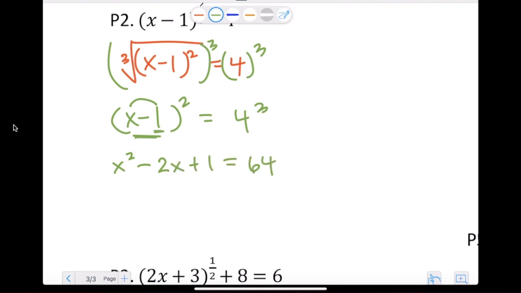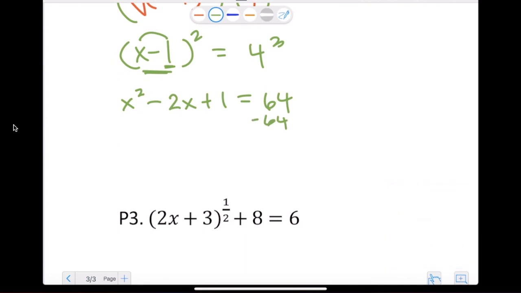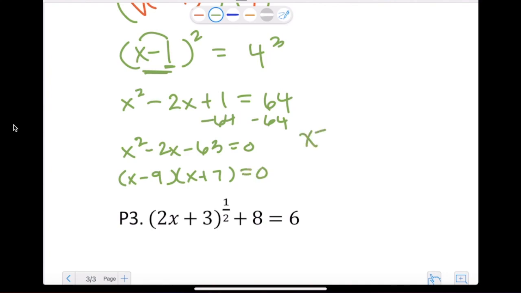We subtract 64 from both sides and get x squared minus 2x minus 63 is equal to 0. We can factor that down into x minus 9 and x plus 7. So our solutions are x is equal to 9 and negative 7.